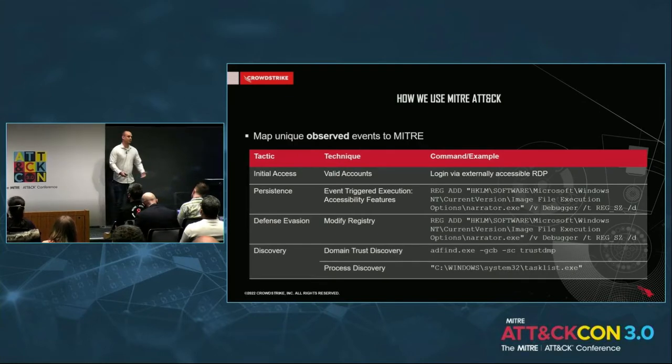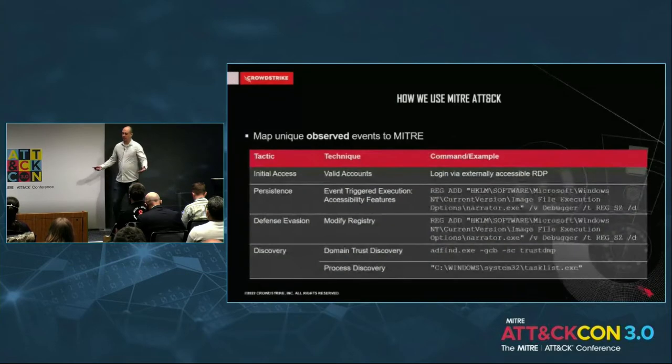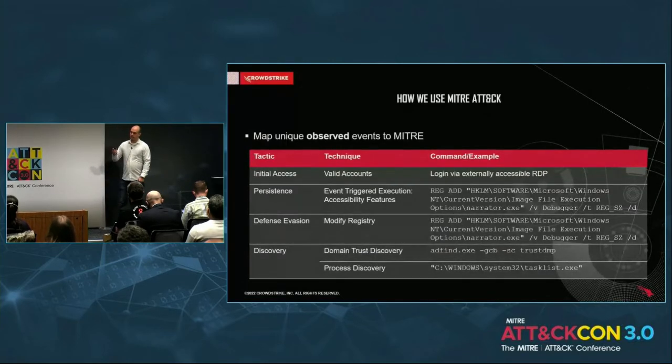How many people continue to see valid accounts leveraged against them every single day? I see heads nodding, right? Externally accessible RDP, just constantly happening. So that's going to be our initial access, valid accounts. And then we'll see things like registry modifications. So event triggered execution, accessibility features. What's nice about this line is that it actually applies to two different techniques.